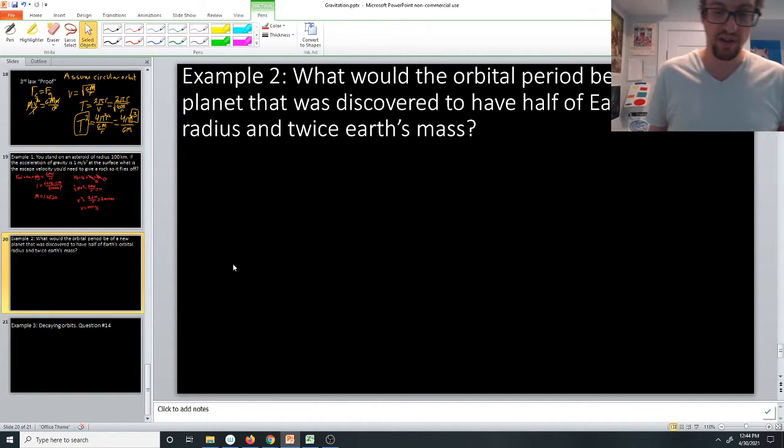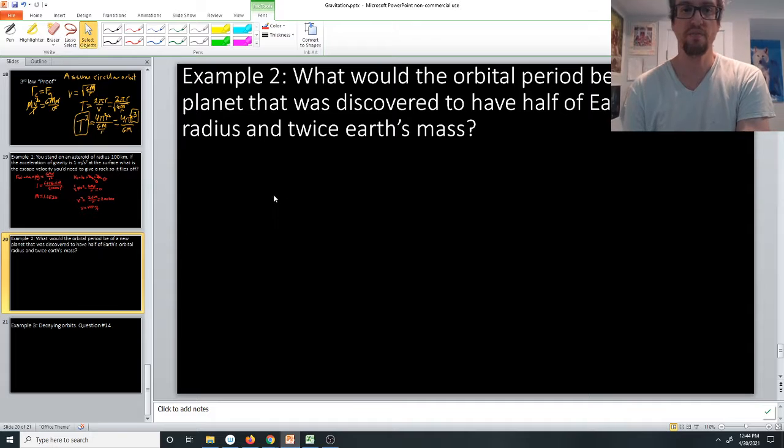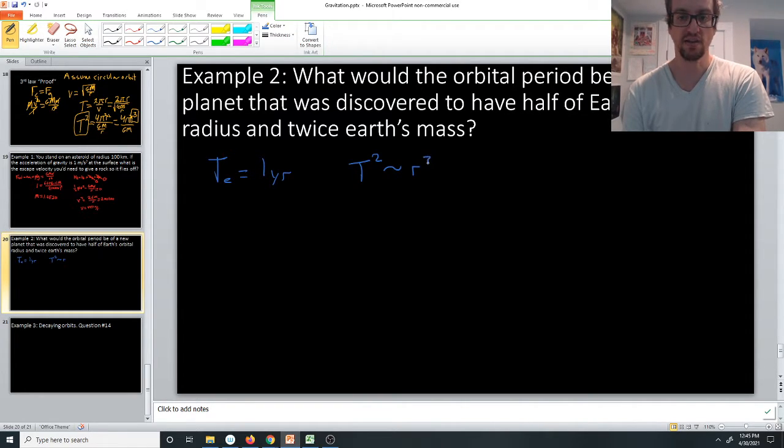Alright, so this one's a little bit quick. We've got the orbital period of a new planet with half of Earth's orbital radius and twice the Earth's mass. I should say this is definitely in our solar system, so same sun. Now, we could do a lot of math here, but I've got a better idea. I know the period of the Earth equals 1 year. I also know that period squared is proportional to radius cubed. Okay?